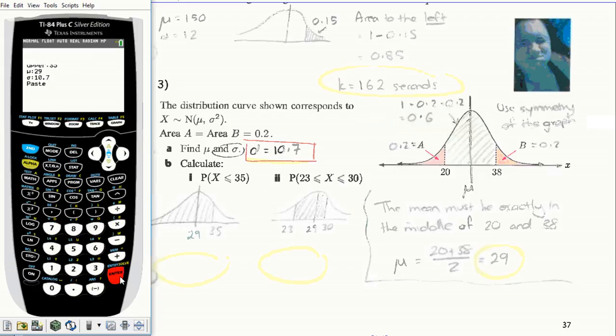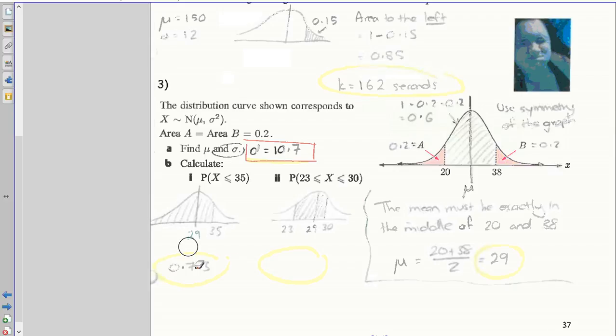There you go, and write that out unrounded again, and then think what would that be rounded to 3 sig figs? That would be 0.713, because next to the 2 is a 5. So 0.713. Lovely. And next, find the probability that x is between 23 and 30.